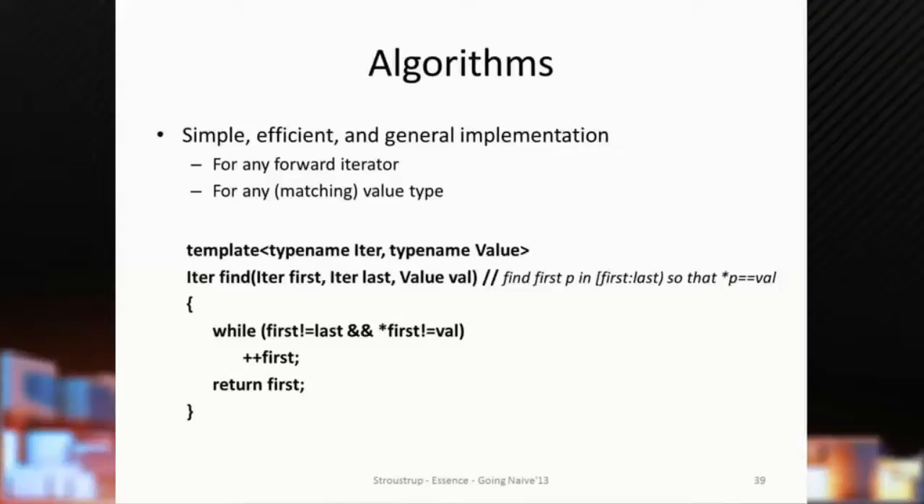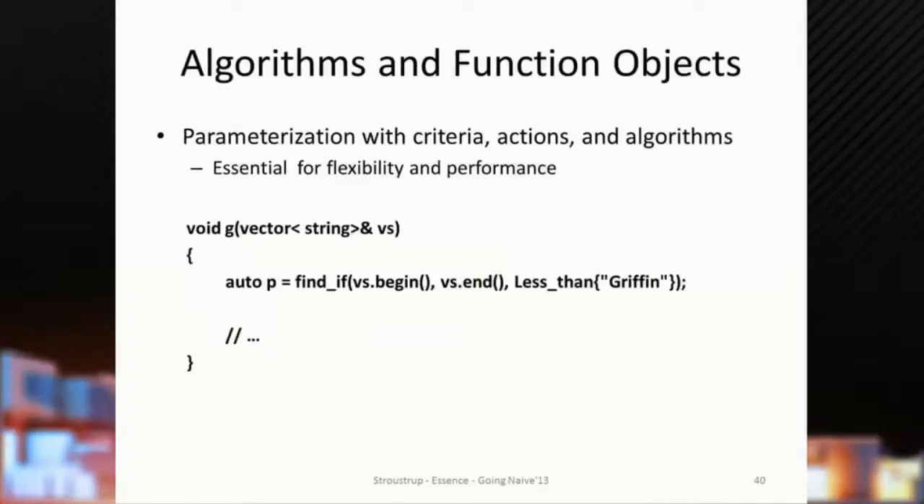Basically, we want simple and efficient and general implementations. Here we've got find. If you like C syntax, this is beautiful. If you don't, that's what you've got anyway. And we also want to parameterize with operations. That is, we parameterize over the container, we parameterize over the element type, and we parameterize over the actions to be taken. Here is a predicate passed to find_if. I want to find anything that meets the predicate less than Griffin.